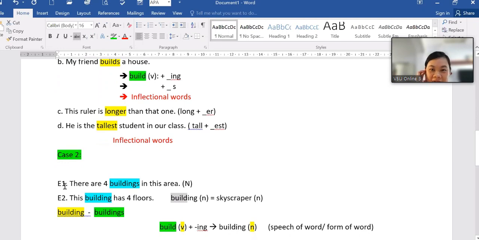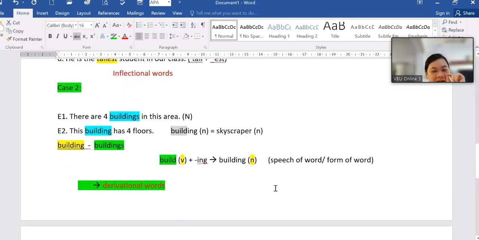Example E1. We change the speech. We don't use the verb, we need to use the noun. So the second one, let's see the second idea, the second meaning. Building is a noun, the singular noun, for example the countable noun. And E1, you need four buildings, so you have to put s.